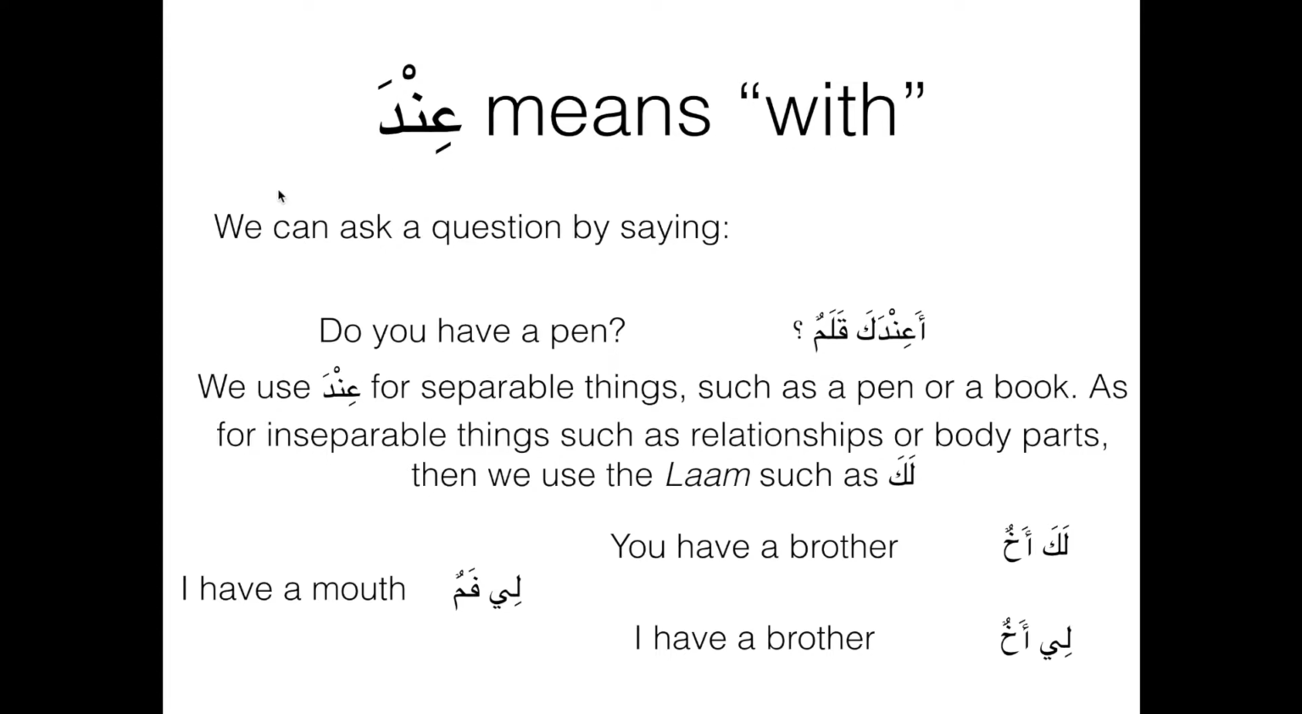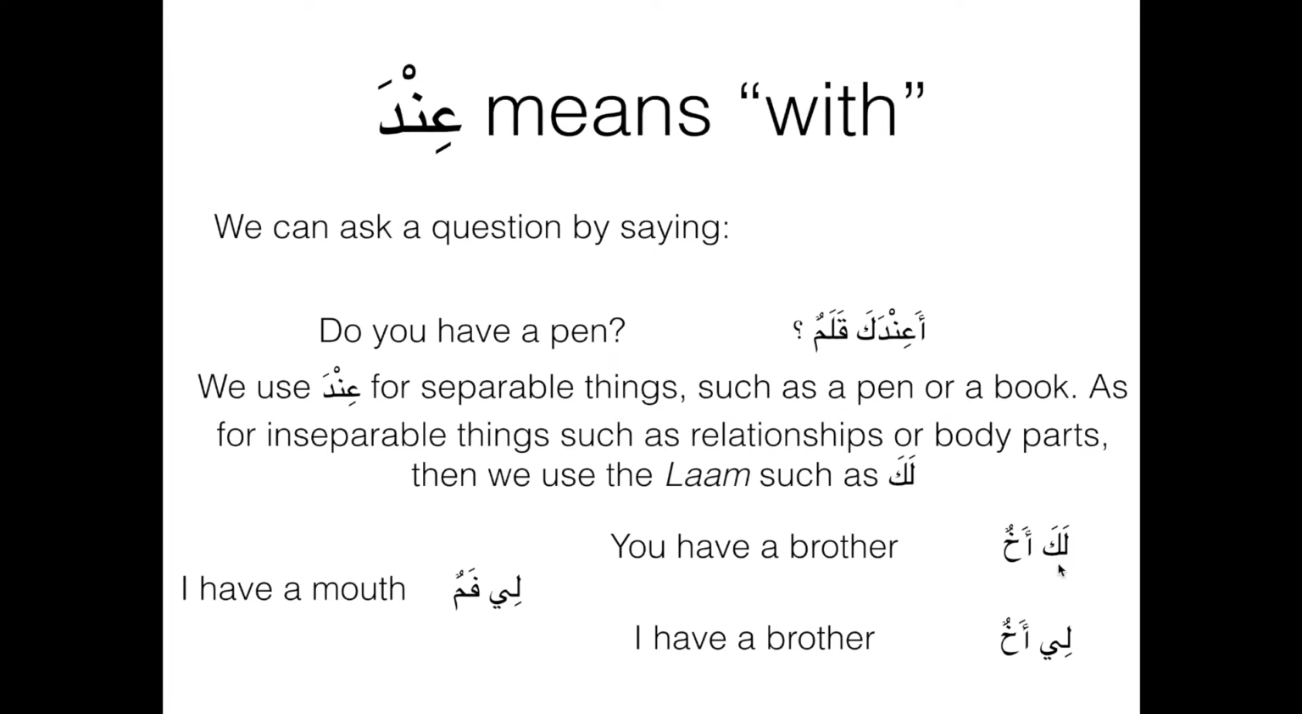Inda means with. We can ask a question by saying, عندك قلم? Do you have a pen? عند basically is used for things that are separable, such as a pen or a book. عندك قلم? Do you have a pen? The pen is not attached to you. A pen is not a part of your body. It can separate from you, right? So that is why we use the word عند. But for things that do not separate from you, such as relationships and body parts, we use the lam instead.